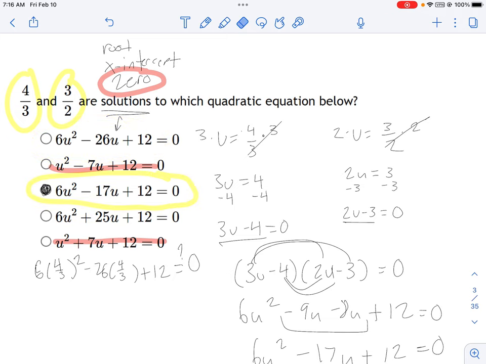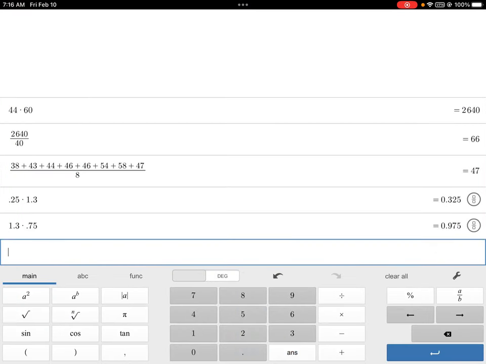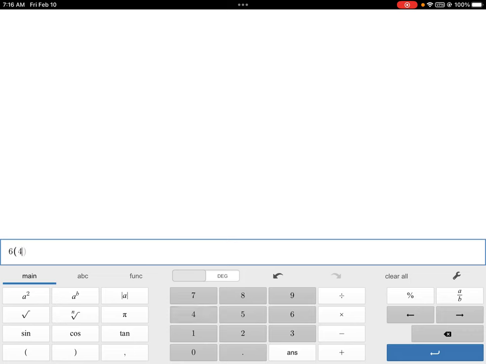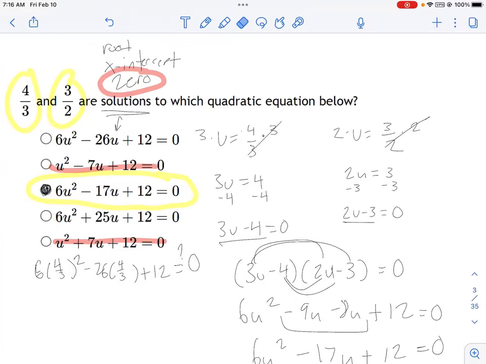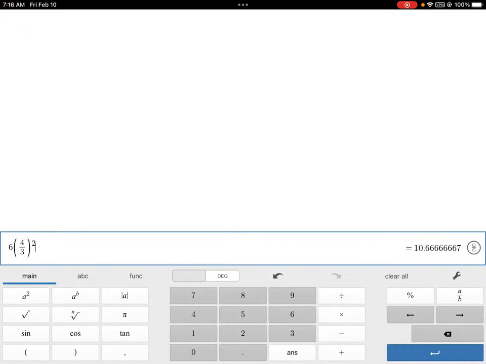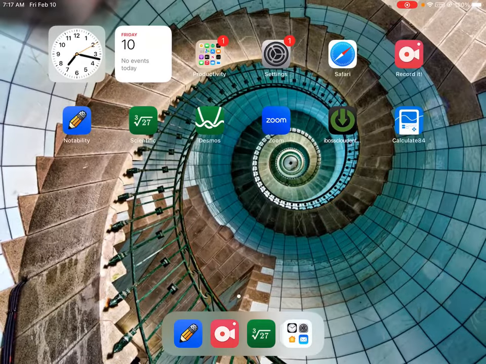So let me explain what I'm talking about a little bit more. We have 6 times 4/3 squared, and then was it minus 17? I can't remember. Yes, minus 17u, where our u is 4/3, and then plus 12. And you'll notice that when this goes into the calculator, you see on the right side it equals 0. And that means that it's a solution. So that is another way you could have done that, and you could have just plugged it into all of your equations. Okay, so that is 2 ways to go over this problem.